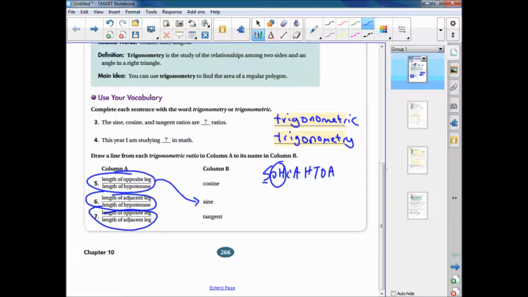And then cosine is going to go with adjacent and hypotenuse. So adjacent and hypotenuse go with cosine. And then the last one, tangent, T, goes with opposite and adjacent. So remember, sine, cosine, tangent, and then OH is opposite and hypotenuse, AH is adjacent and hypotenuse, and OA is opposite and adjacent.